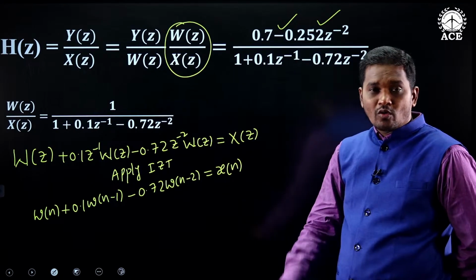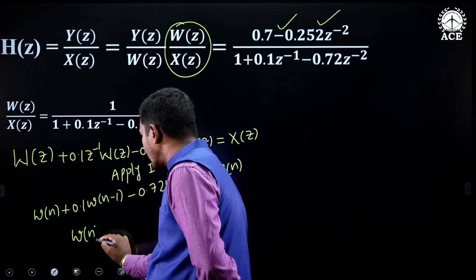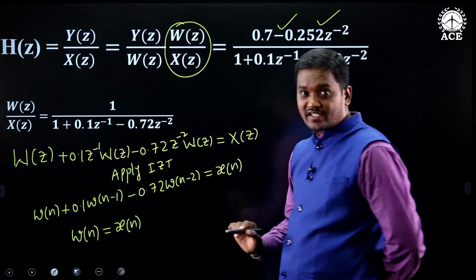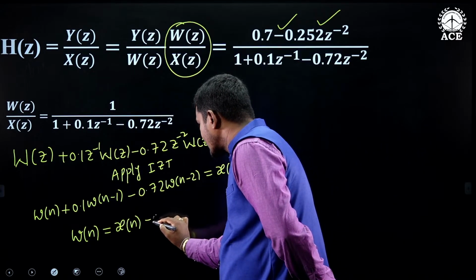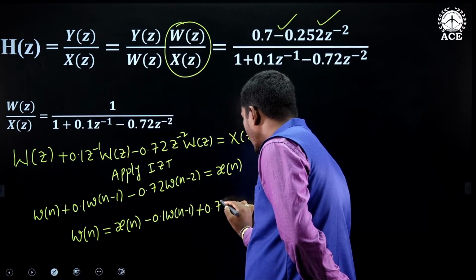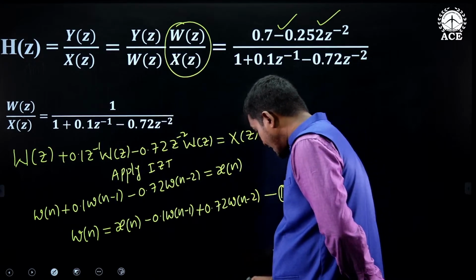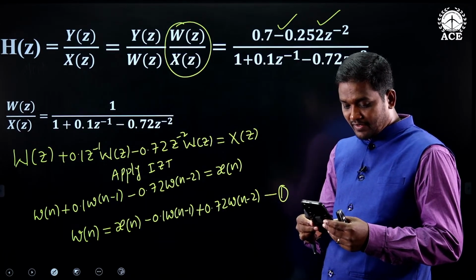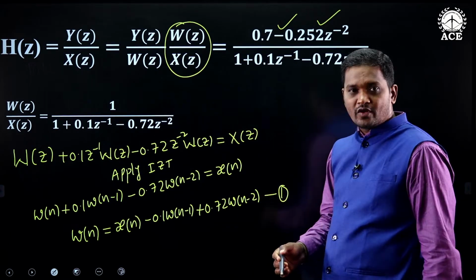Now how to convert this equation: always the LHS should be w of n equals. On the RHS, first write the x terms, only one x term is there, and write the remaining w terms by sending the w terms to this side: minus 0.1 w of n minus 1 plus 0.72 w of n minus 2. This is my first equation, okay? Any doubts, please post in the chat box, okay? I will respond, students. This is w of n, okay?